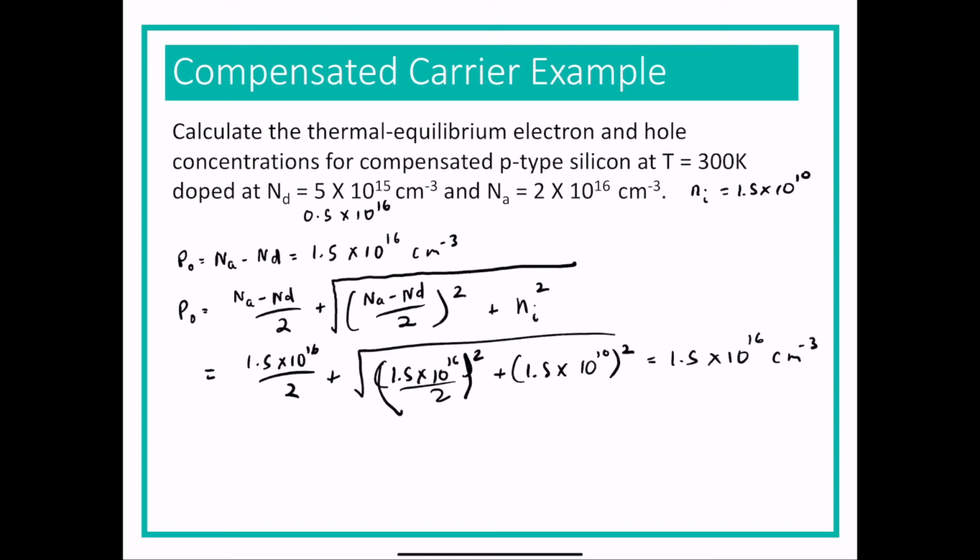acceptors and donors are many orders of magnitude greater than the intrinsic values. So when that happens, you can basically just subtract one from the other, and you'll be fine. You just have to make sure that you take the larger one and subtract the smaller one from it. That's really the only caveat.